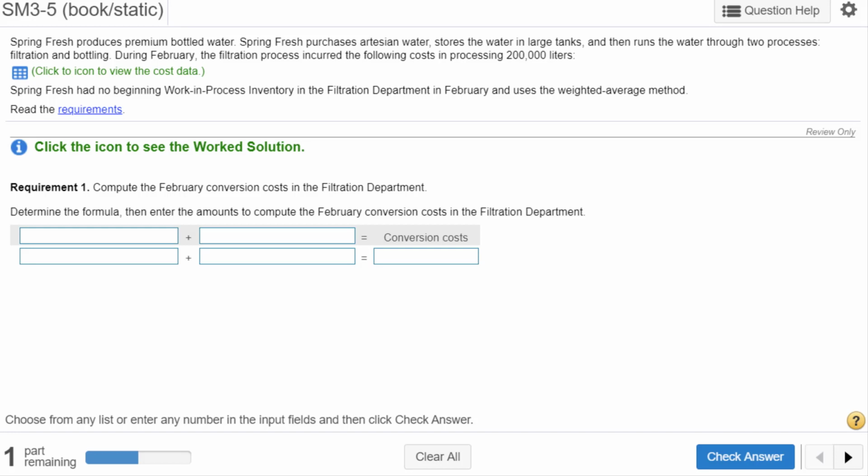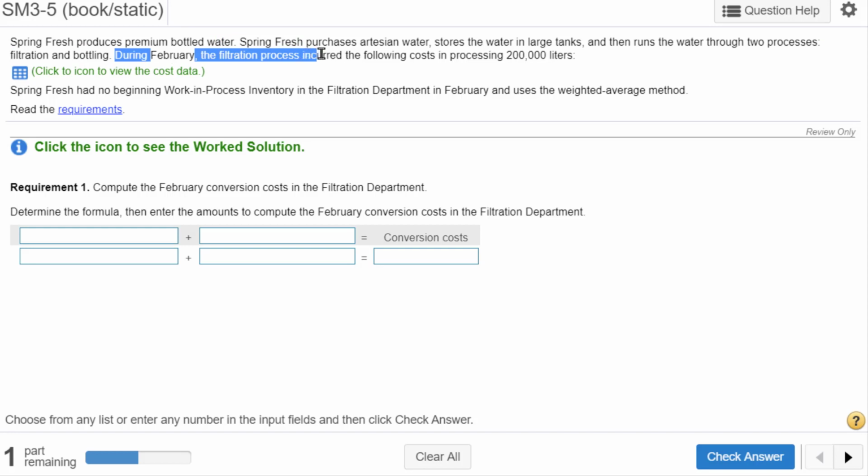Short exercise 20-5. We're going to calculate unit cost. Spring Fresh produces premium bottled water. Spring Fresh purchases artesian water, so the water is not free. They store the water in large tanks and then run the water through two processes, filtration and bottling.